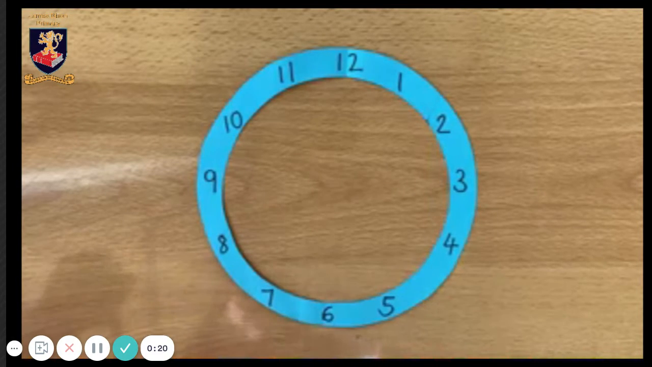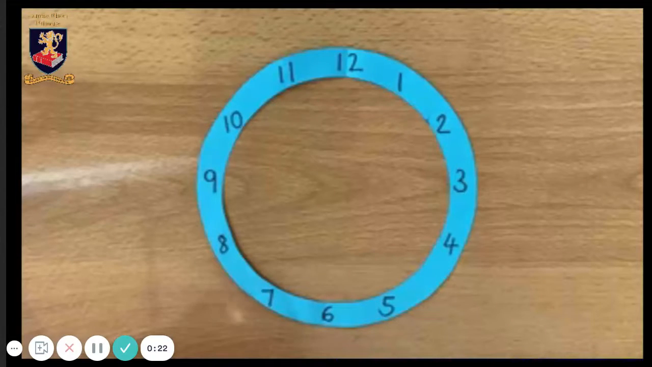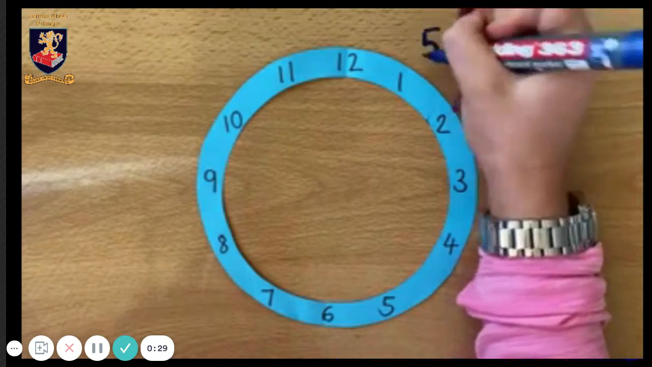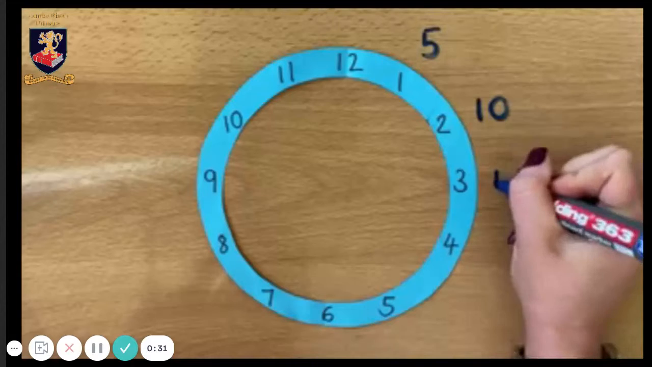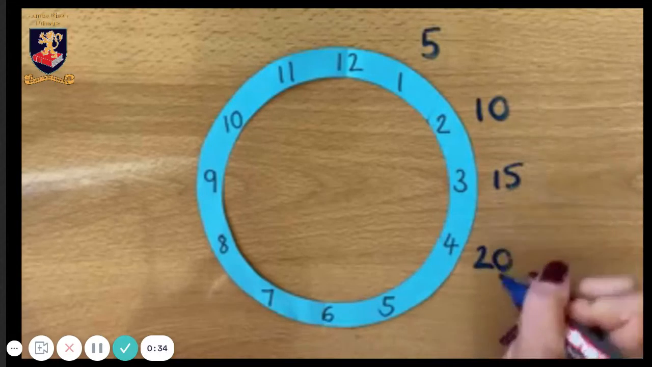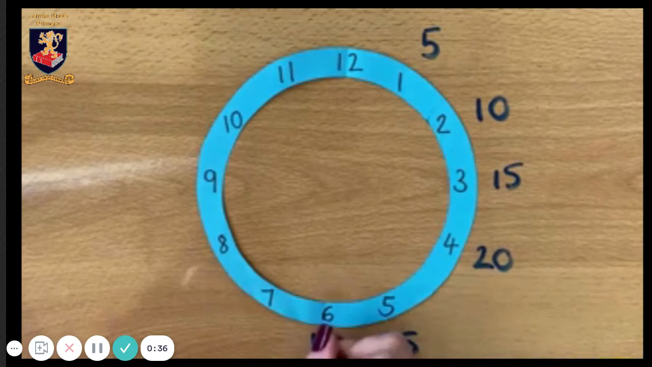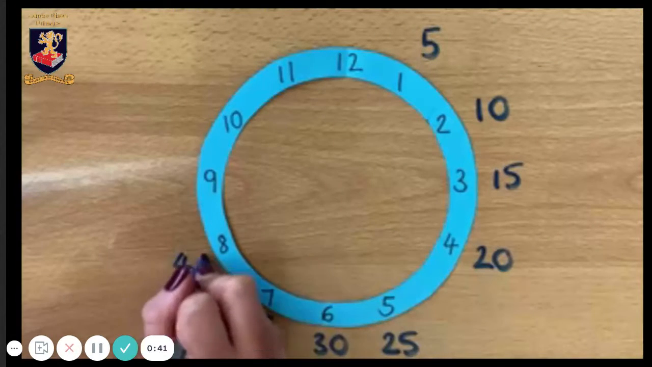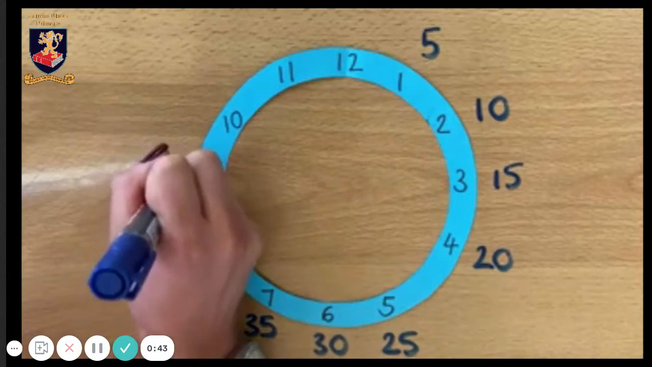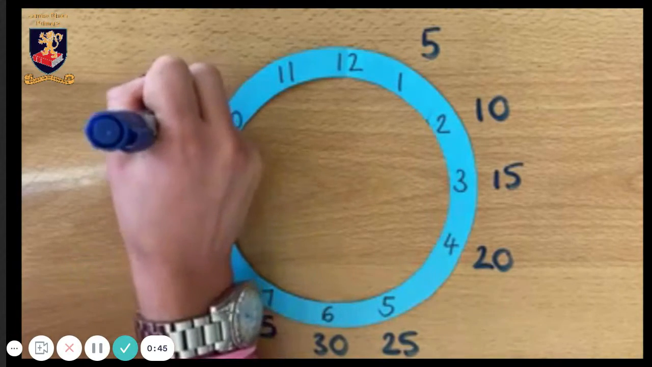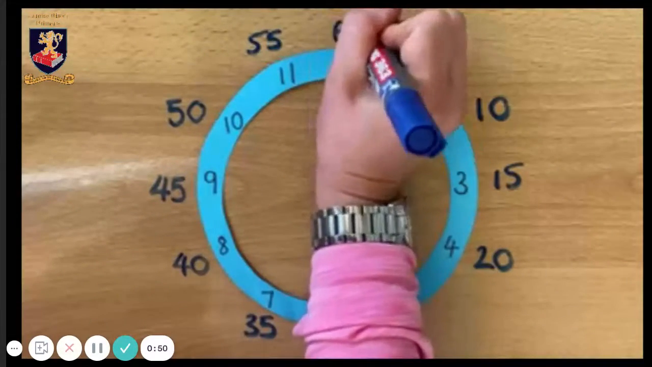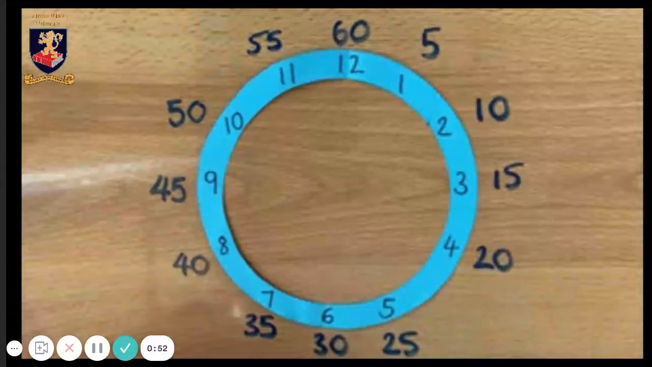Going to be looking at how many minutes in hours. To start, we are going to count in fives around our clock. 5, 10, 15, 20, 25, 30, 35, 40, 45, 50, 55, 60. There are 60 minutes in 1 hour.